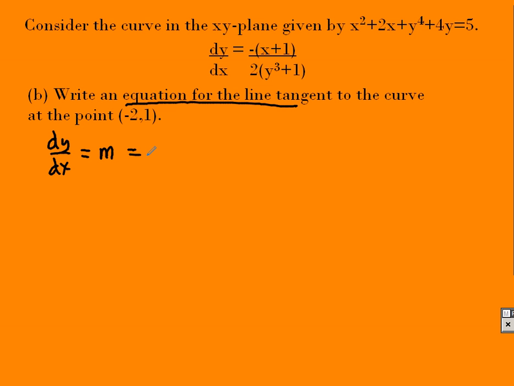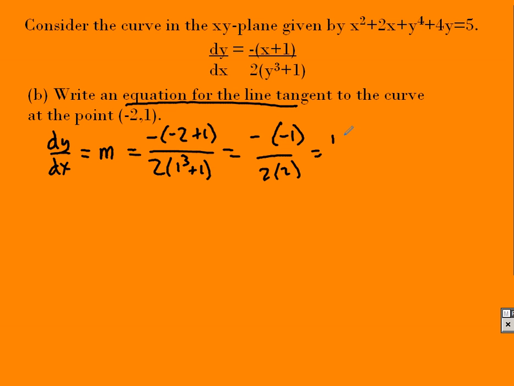So let's figure out what that is. At the point negative 2, 1, I'm just going to plug in negative 2 for x and 1 for y. So negative 2 plus 1. Then down here, y is 1, so 1 plus 1. So simplifying, we have the opposite of negative 1 up top, and we have 2 times 2 on the bottom, so I will have a slope of 1 over 4.